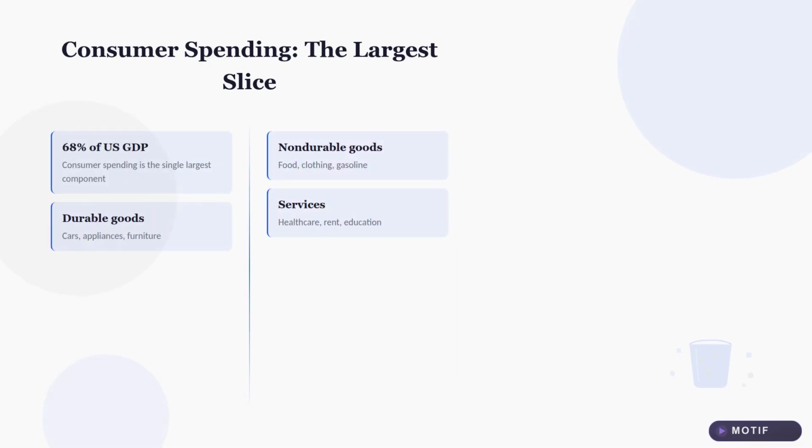other nations. Consumer spending, represented by C, typically accounts for about 2/3 of GDP in advanced economies. In the United States, it is roughly 68%. This category breaks into three parts: durable goods like cars and appliances, non-durable goods like food and clothing, and services such as healthcare and rent. The dominance of services has grown steadily over the past half-century.